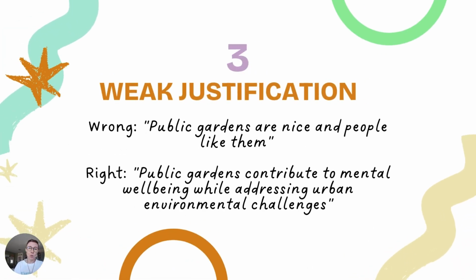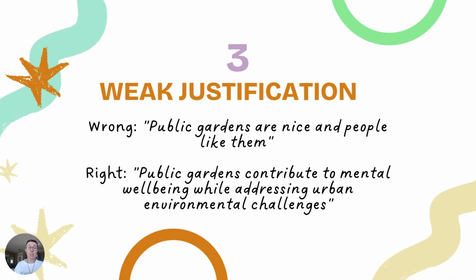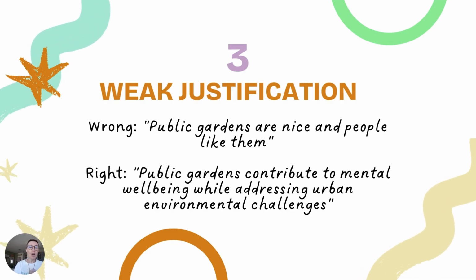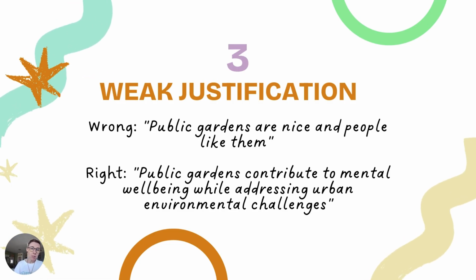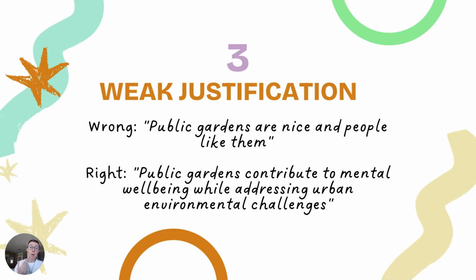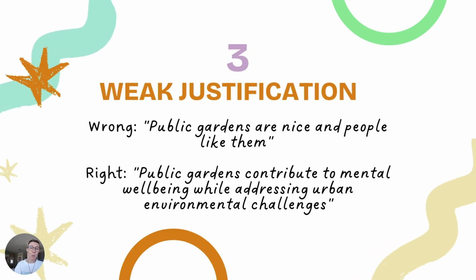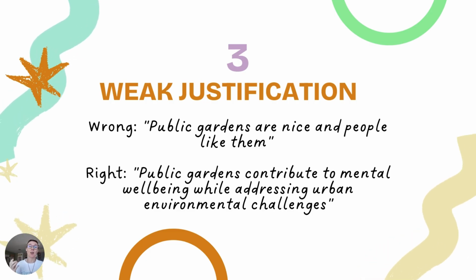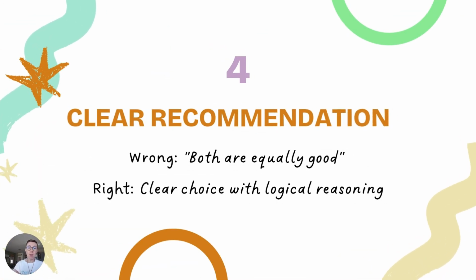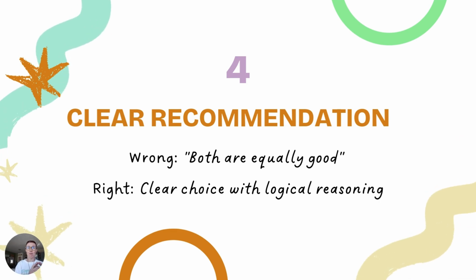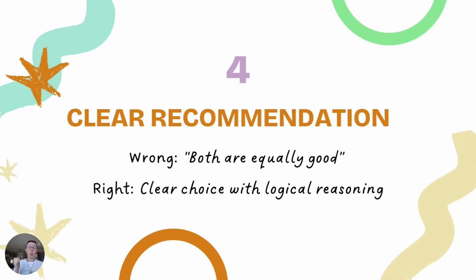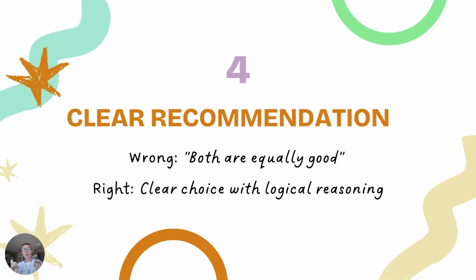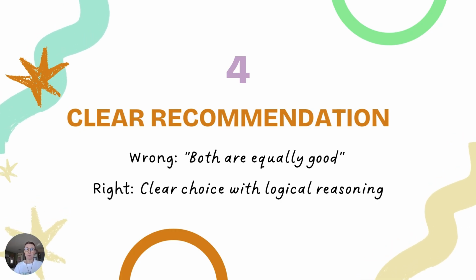The third mistake, weak justification. So you want to really back up your answers, say why you've chosen it. Public gardens are nice and people like them. Okay, can you give us a bit more? Public gardens contribute to mental well-being while addressing urban environmental challenges. Wow, okay, much better. And finally, make sure that you make a clear recommendation. You should avoid saying like both are equally good. No, sports centres, why? Give a clear choice with logical reasoning.